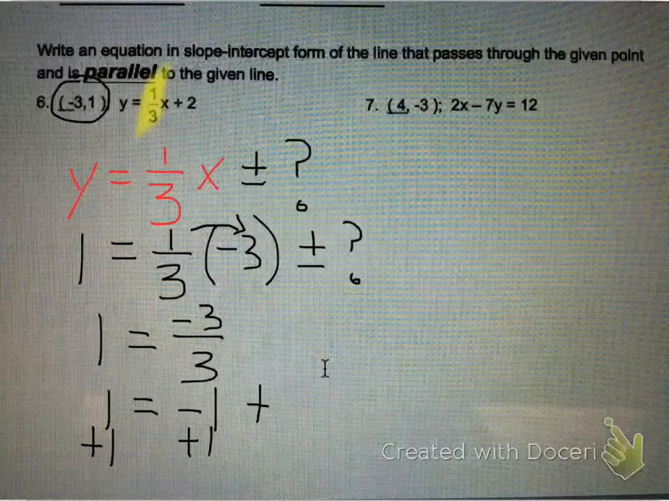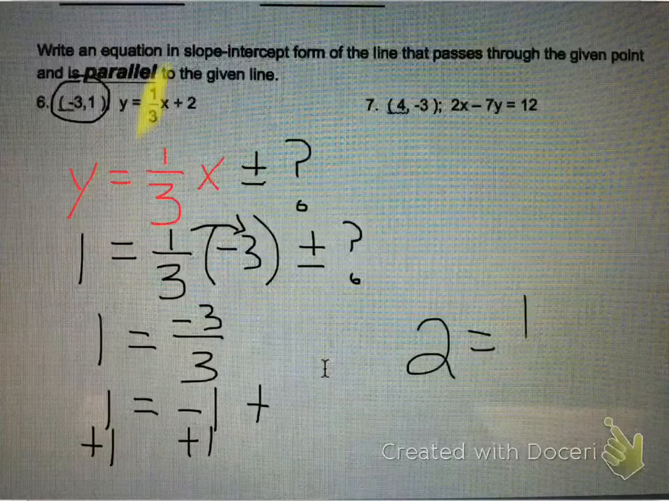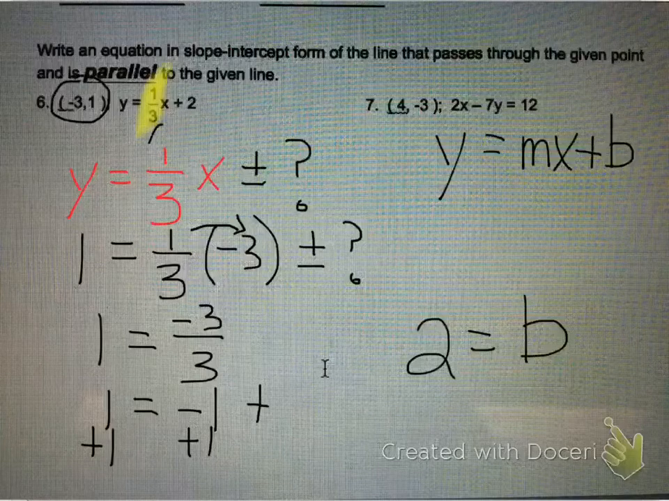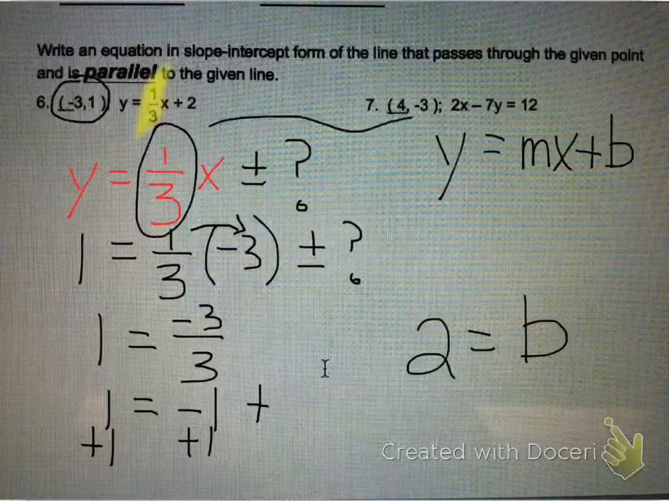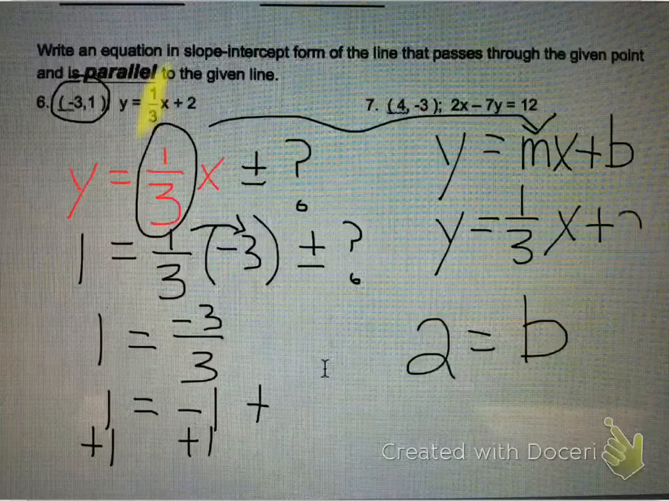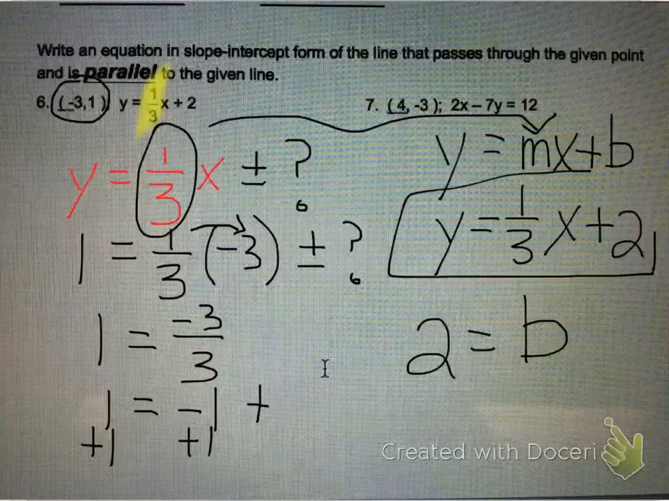So that leaves me with 2 is equal to the missing number, which is the y-intercept, right? Because remember our form of an equation, y equals mx plus b? We knew m already because the slope is m. So I took the slope, I plugged it in for m, and I had to figure out b. So we did that. So my final equation is y equals 1/3 x plus 2. So that'd be your answer for this one. It was that the whole time.